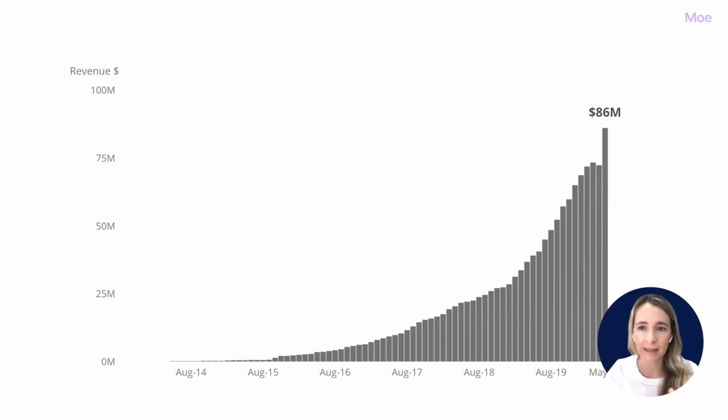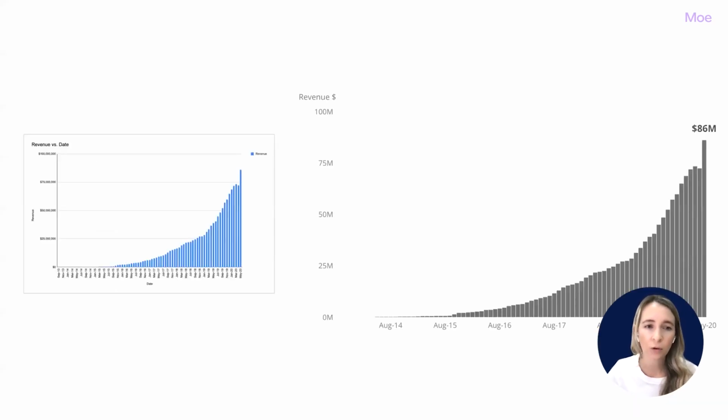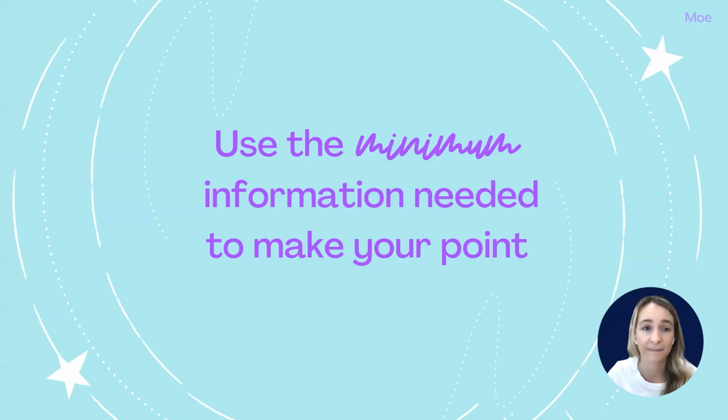So it's a really good hack to change things from black to a dark gray whenever you're building out a graph. What you'll notice here is that in a couple of very simple steps, you can go from this chart on the left, which is pretty hideous to look at, to this chart on the right. Okay, so the next point we're going to talk about is using the minimum information that you need to make your point.